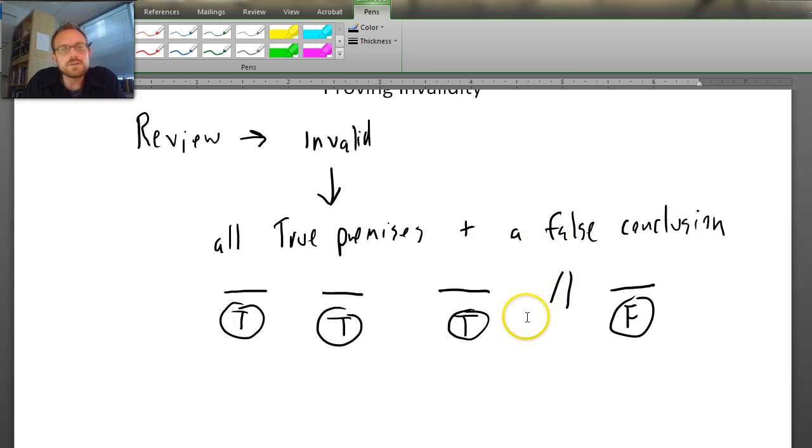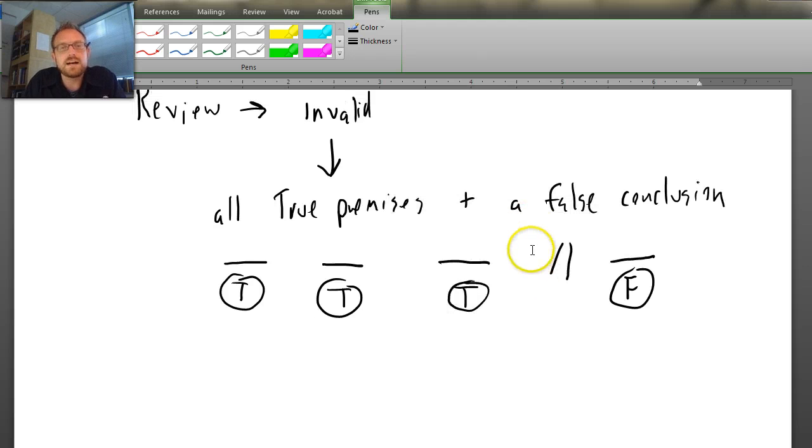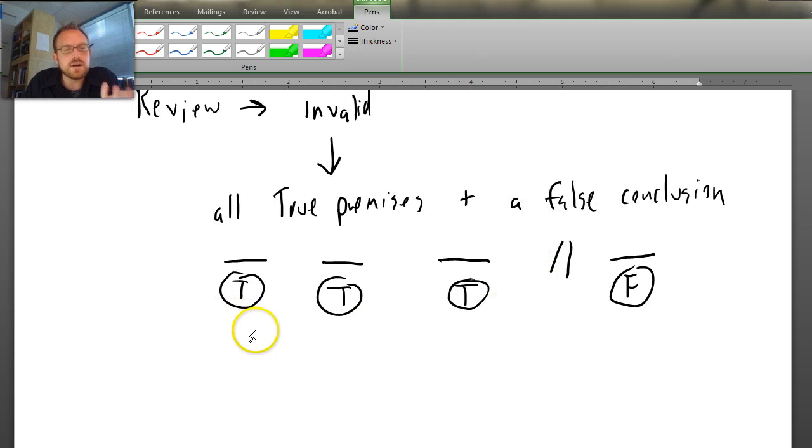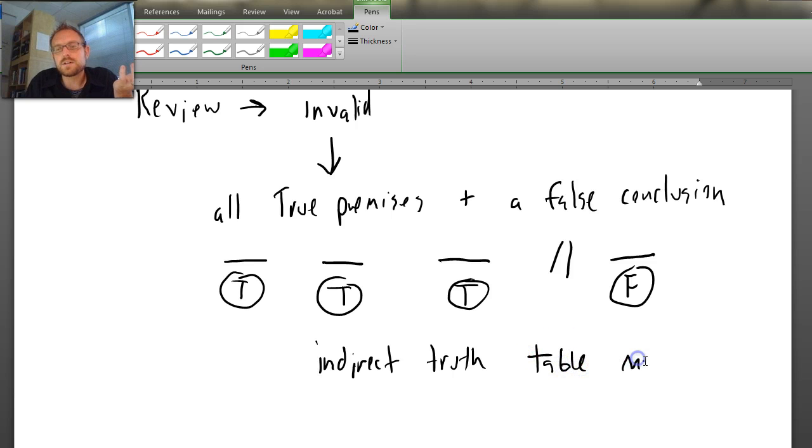Now, the difficulty when we look at how to prove invalid arguments is the idea that in predicate logic, we haven't gone over how to use these. And you'll recall that when we looked at normal propositional logic, we used a method called the indirect truth table method. And we're going to see today that the finite universe method utilizes a form of the indirect truth table method, but it's not as simple as it sounds. So we're going to hone in on that.